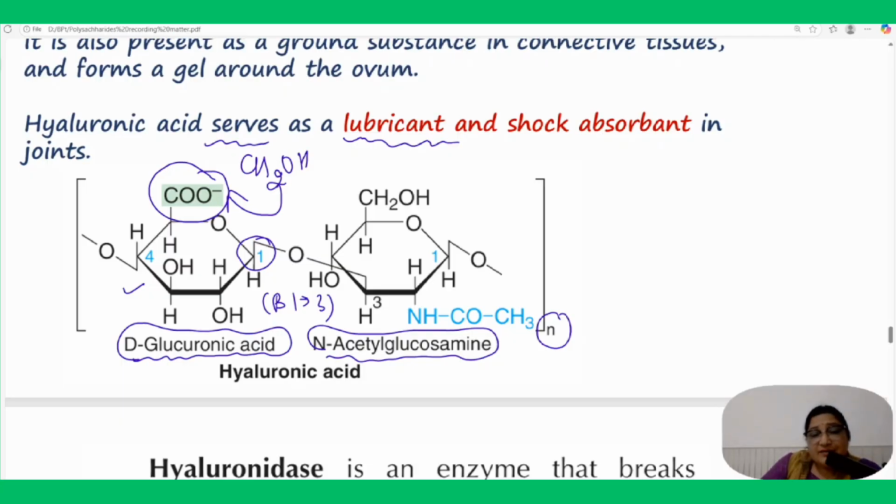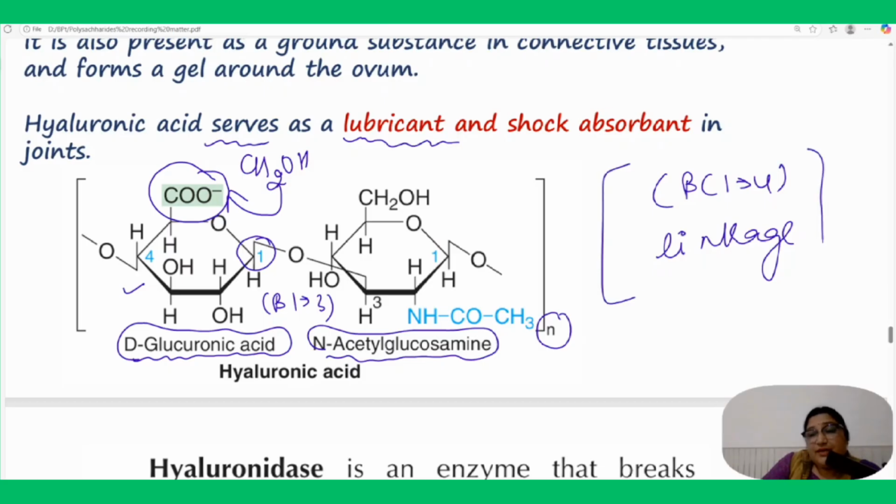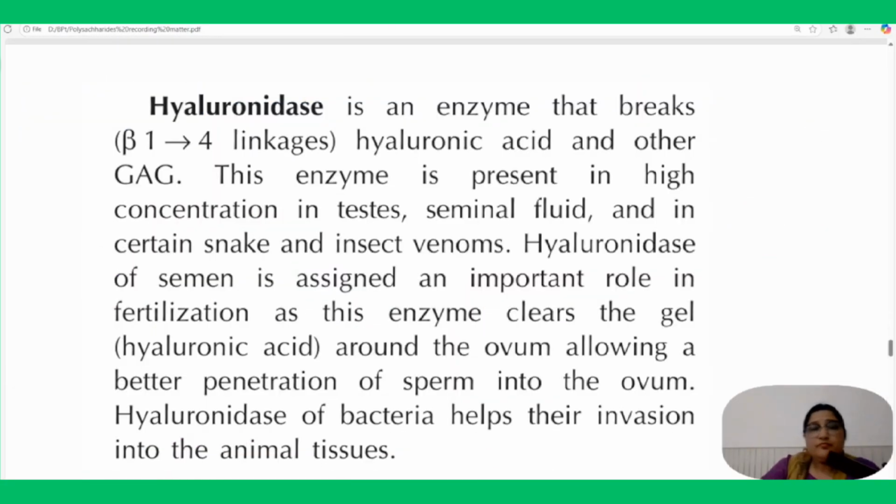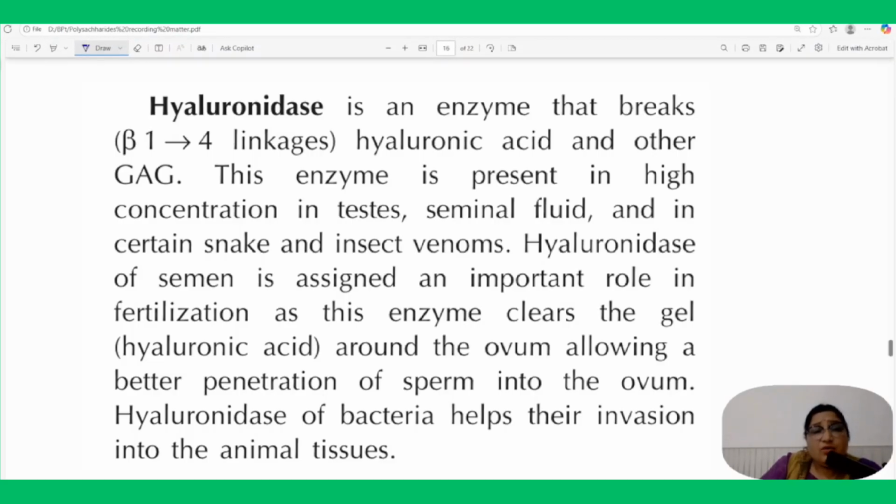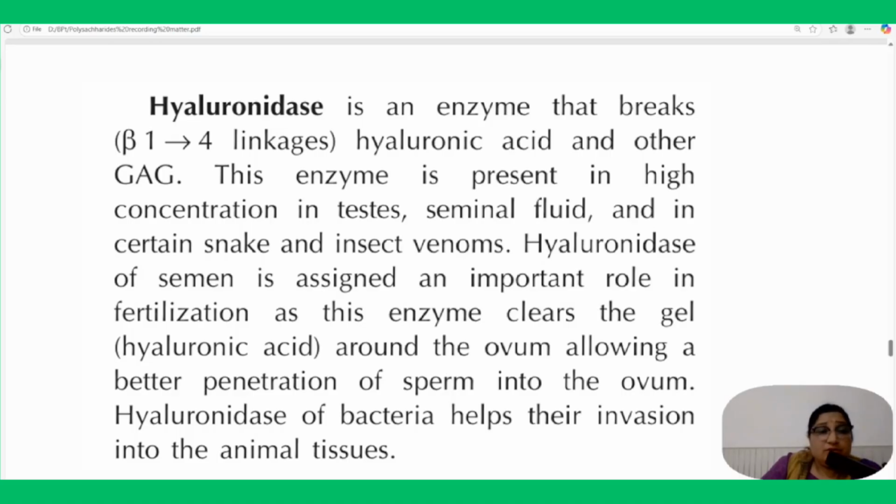Okay, so in certain mammals, the hyaluronic acid also has beta 1,4 linkage. Okay, beta 1,4 linkage. Okay, so now this is also present around the ovum in the form of a gel, this hyaluronic acid. So when fertilization takes place, the hyaluronidase enzyme will break the beta 1,4 linkage.